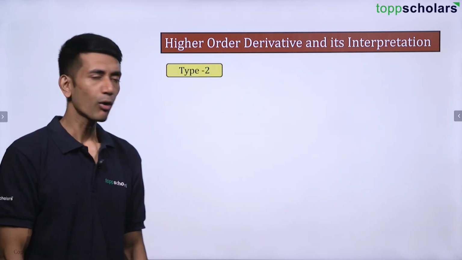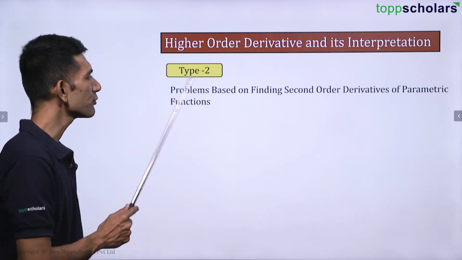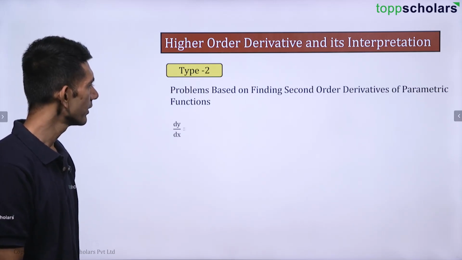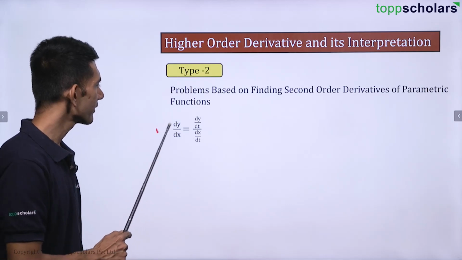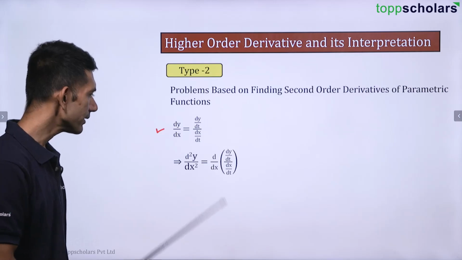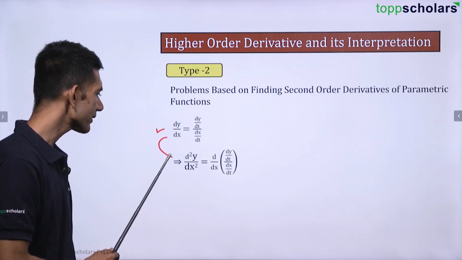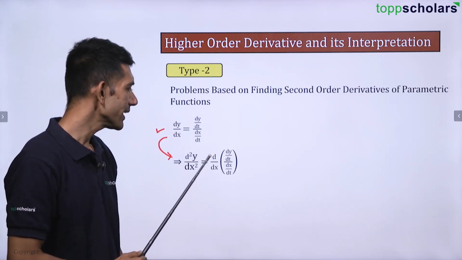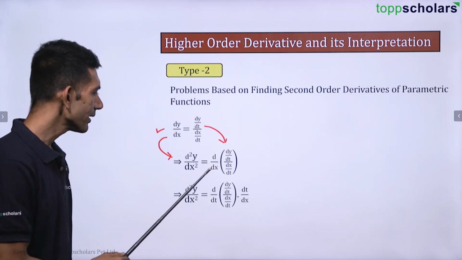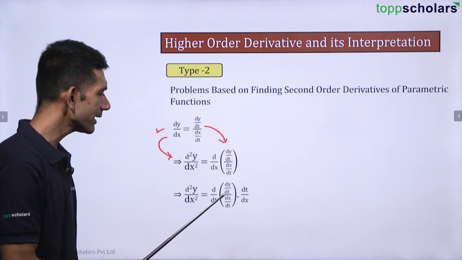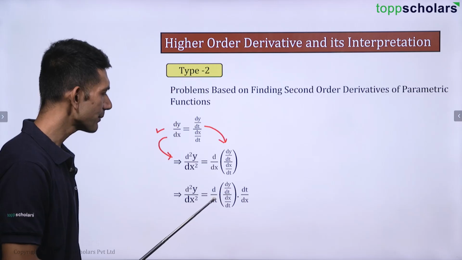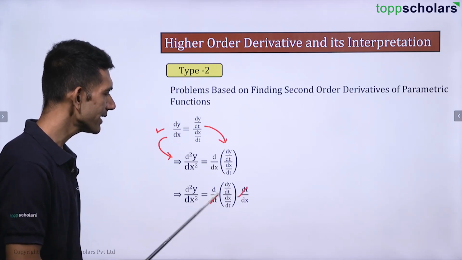Now we have second type of problems. That is problems based on finding second order derivative of parametric functions. Correct? So dy by dx is equal to what? dy by dt by dx by dt. And then if I want to find out the derivative once again, d2y by dx square will be d by dx of this, isn't it? So that gives me d by dt of dy by dt by dx by dt times dt by dx. Ultimately, it's the same thing. It's d by dx only.